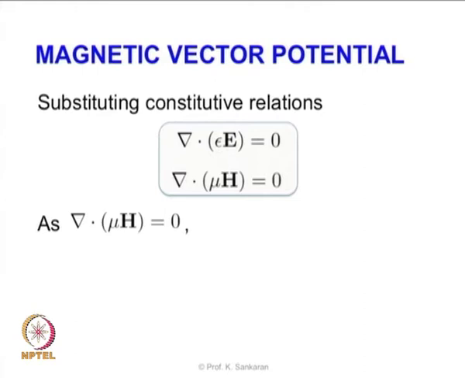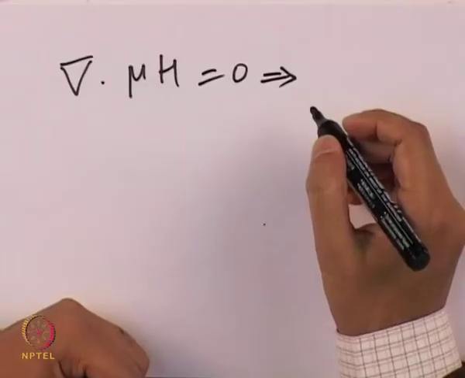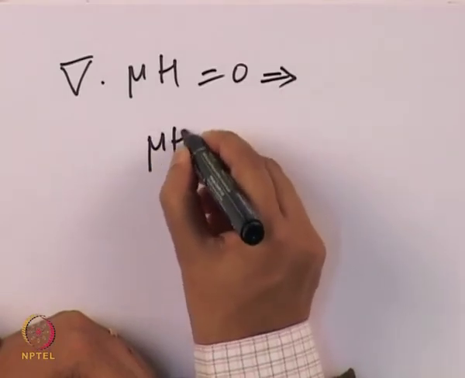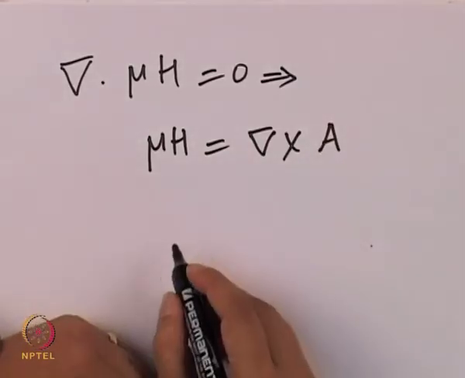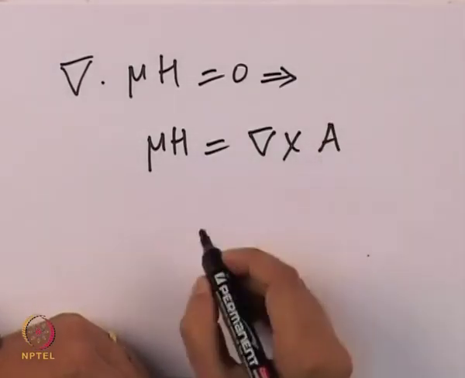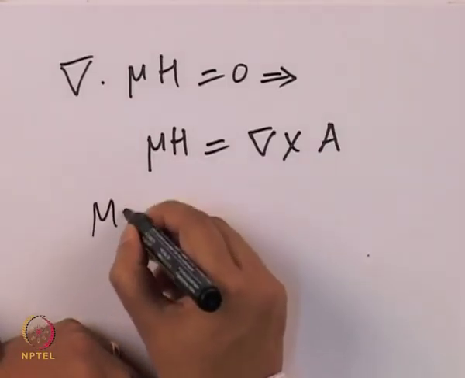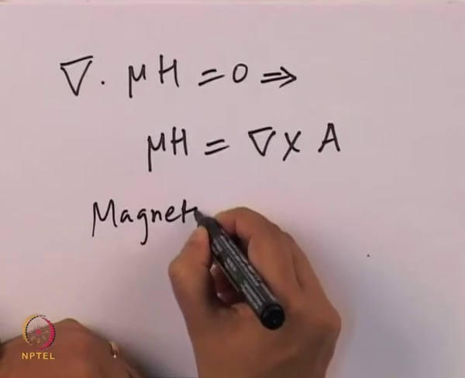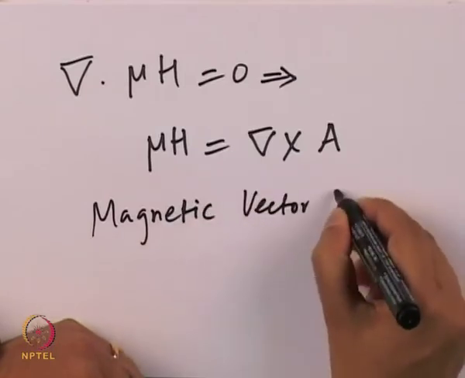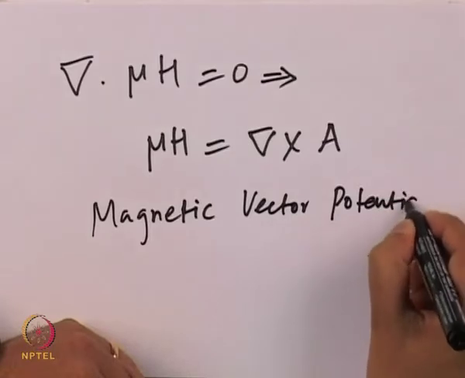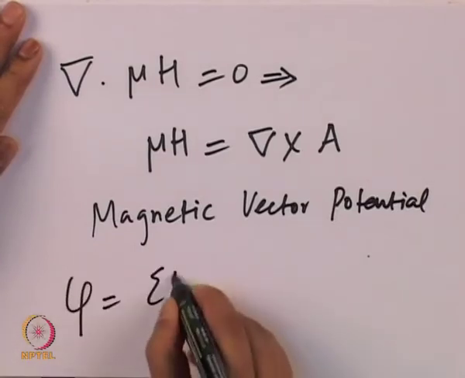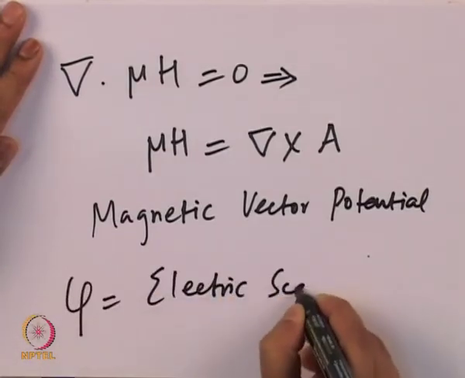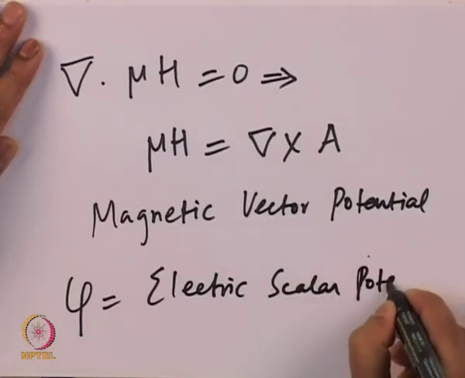So when we say the divergence of mu H is equal to 0, we are going to say this mu H is actually the curl of some other variable, and that other variable we call A, which is a vector, and this is nothing but the magnetic vector potential. Remember, the counterpart of it in the case of electric will be the electric scalar potential.